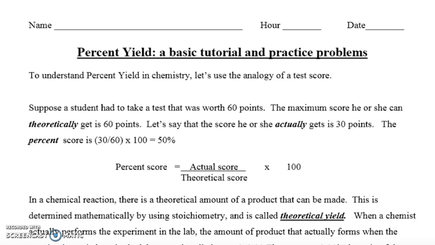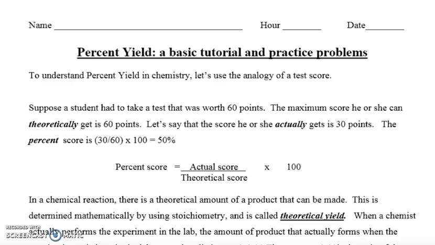This video lecture is meant to cover a basic tutorial and practice problems regarding percent yield of a chemical reaction. Using the analogy of a test score, let's suppose a student took a test that was worth 60 points. So the theoretical score that the student could get is 60 points. But if this student actually only gets 30 points, then their percent score is 30 out of 60, which is 50%. So in a chemical reaction, there's a theoretical amount of a product that can be made.